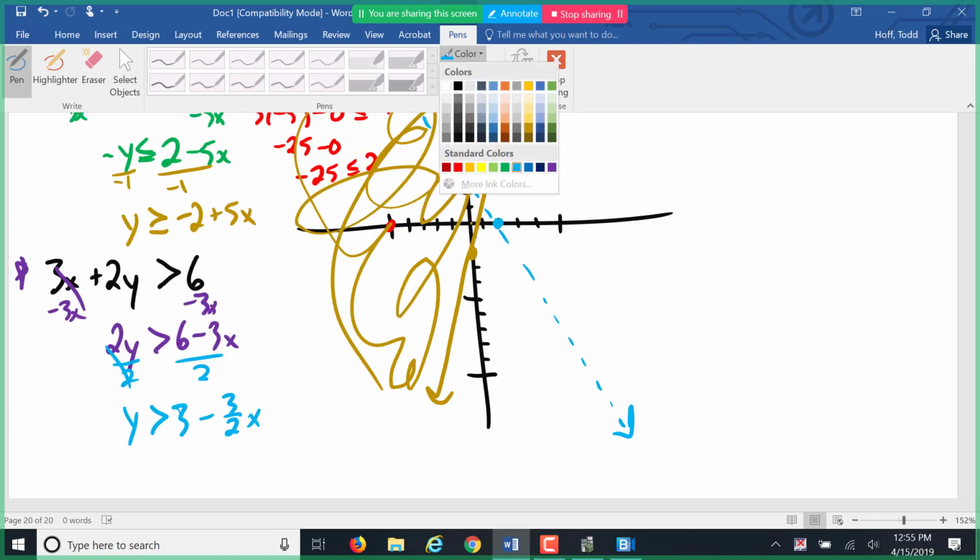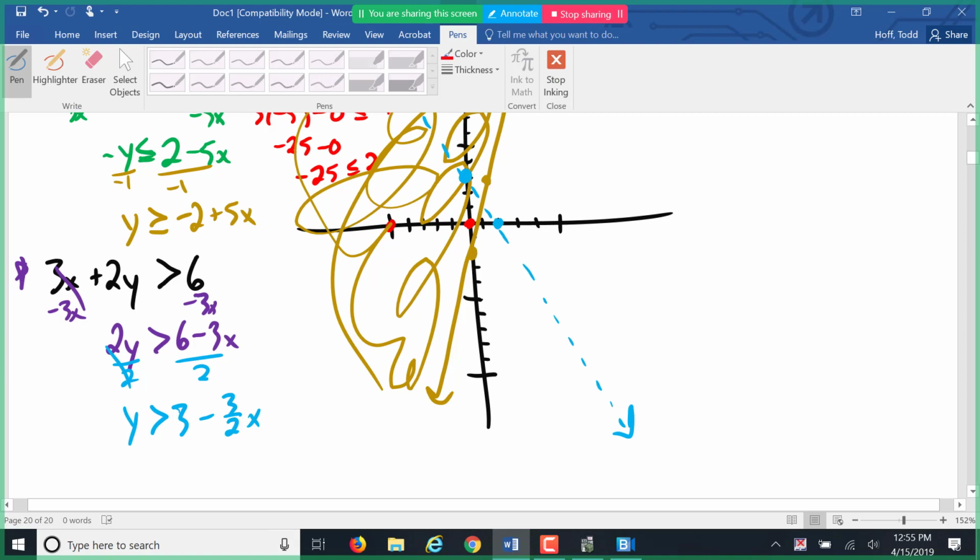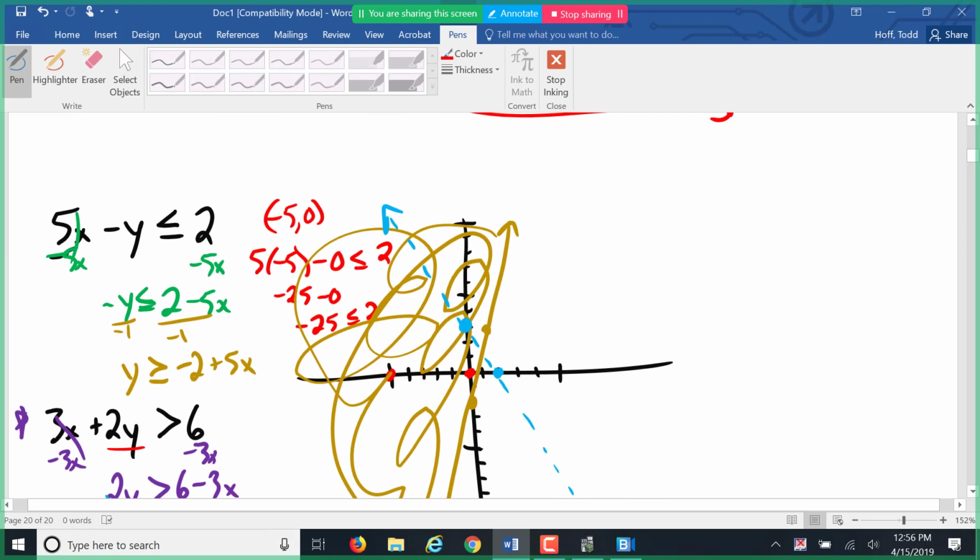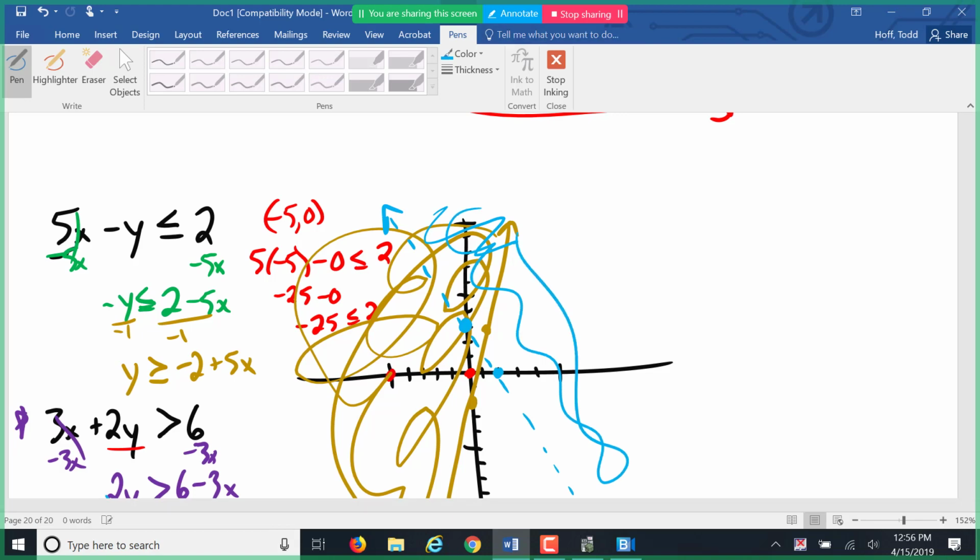And this one, 0, 0 is pretty easy to pick out right there. So I'm going to do 3 times 0 is 0. 2 times 0 is 0. Is that greater than 6? No. So it's the other side that gets shaded over here. So our solution where they overlap is this wedge up here with a dotted border on this side and a solid border on that side.